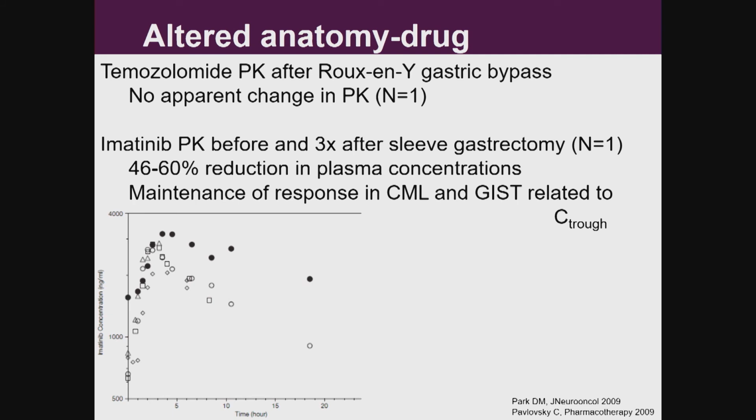These are 2 examples from my own lab where we studied temozolomide PK after Roux-en-Y bypass with no apparent change in PK compared to literature values. And below is a graph of imatinib PK before, in black, and 3 times after sleeve gastrectomy. And you see about a 50% reduction in plasma concentrations. And the maintenance of response for imatinib to control CML or GIST has been related to trough concentrations. And so this is a clinically very relevant effect.